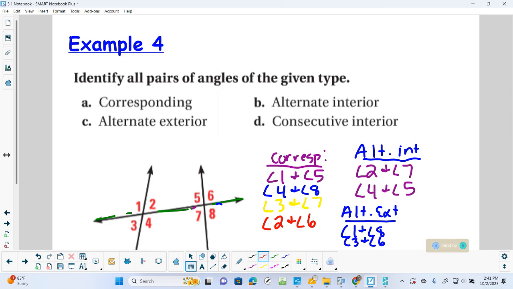Consecutive interior. I'm going to give you part of it. 2 and 5. Right in a row, inside the lines on the same side. Some textbooks actually call those, if you're like, ooh man, that consecutive word, some books call those same side interior. So if that makes more sense to you. What's the other pair of consecutive interior? 4 and 7. 4 and 7.